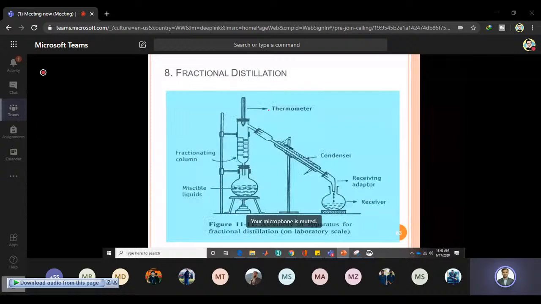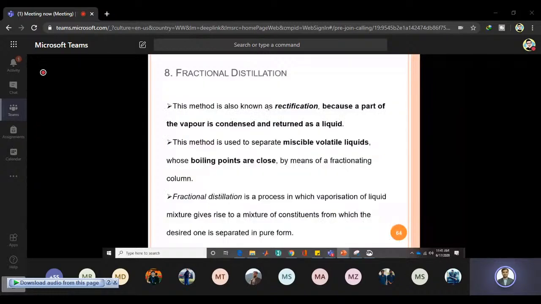Fractional distillation, I think most of you know about fractional distillation. Let me get you through some of the text. This method is known as rectification because part of the vapor is condensed and returned as a liquid. In fractional distillation, actually there's not only rectification, but there is stripping as well.